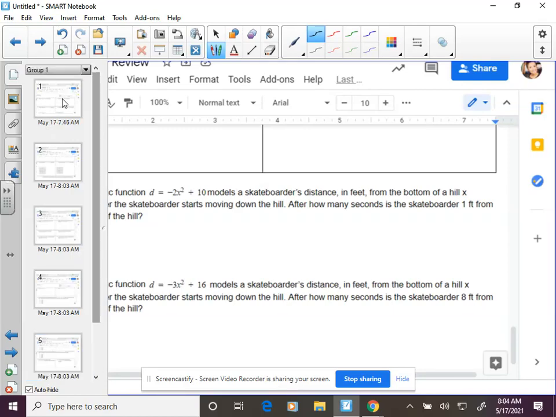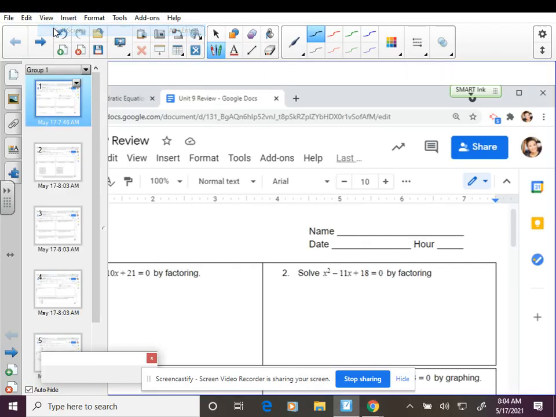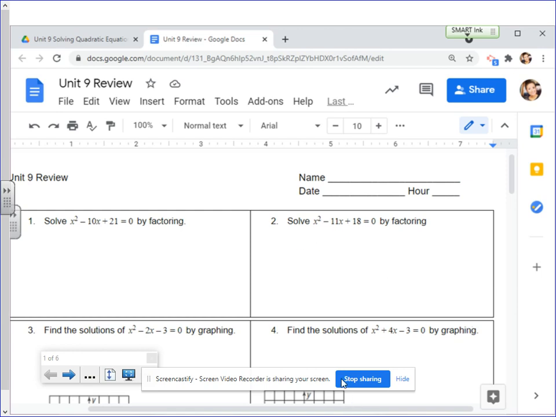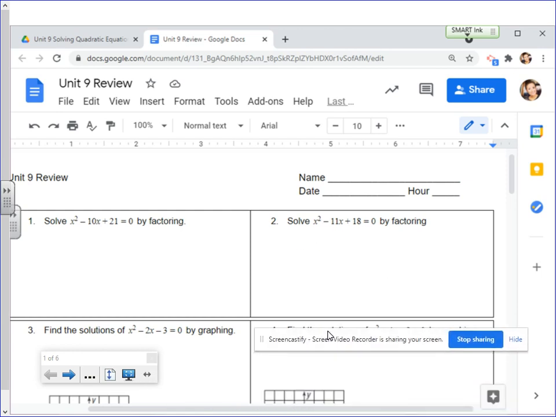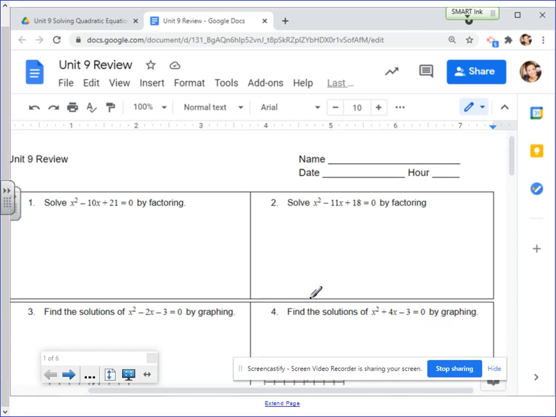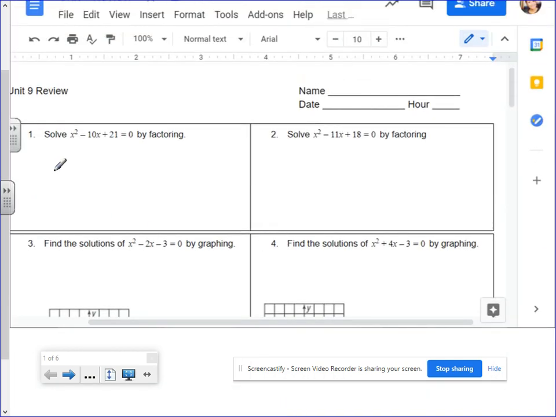Number one, it asks you to factor it. So the easiest way to do that, to me, is the X factor method. So we are going to go ahead and draw the X. Your top number is 21, for those of you who are arguing about that.